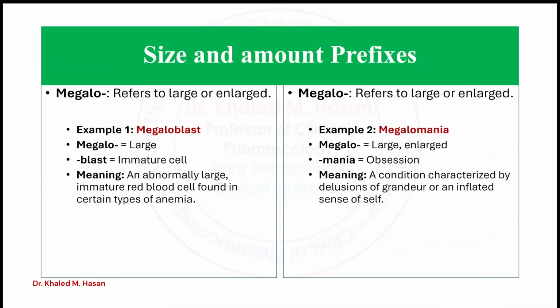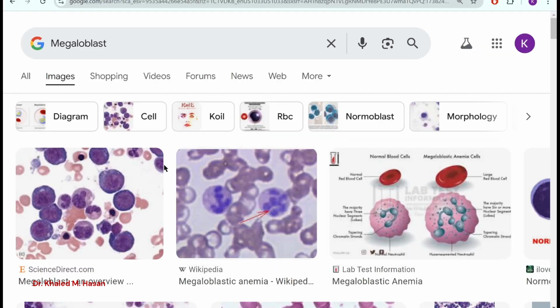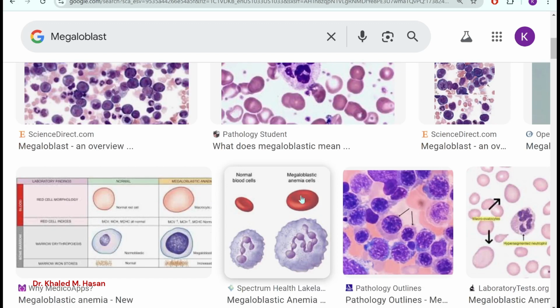Megalomania is a condition characterized by delusions of grandeur or an inflated sense of self. We have some images to clarify the meaning: megaloblast and megalomania. For the megaloblasts here, you can see the large cells. Here we talk about anemia, red blood cells, not white blood cells. You can see the normal red blood cells, and this is megaloblastic anemia, with large blood cells.